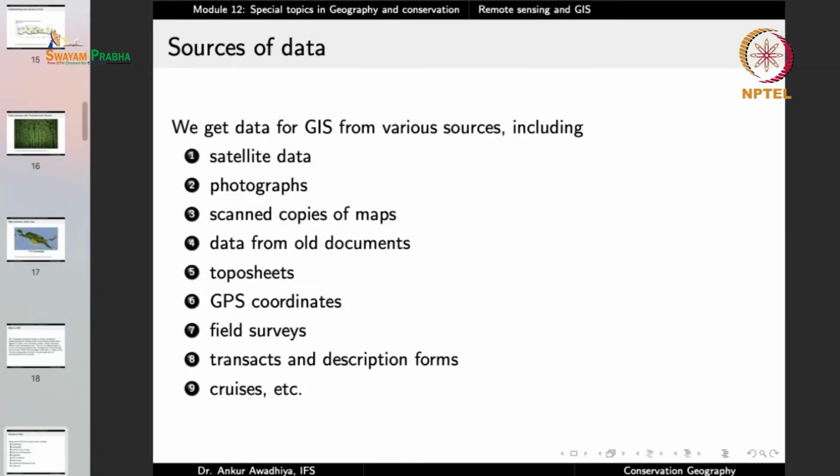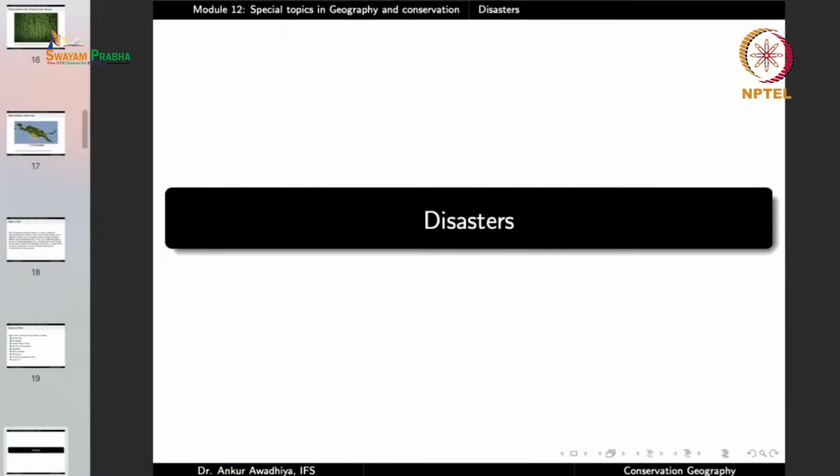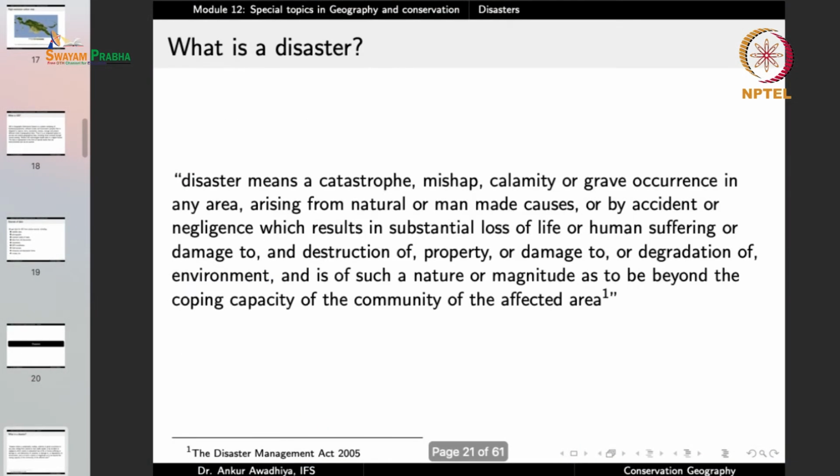The data that we use in GIS comes from various sources such as satellite data, photographs, scanned copies of maps, data from old documents, topo sheets, GPS coordinates, field surveys, transects and description forms, cruises, and so on. So basically any data that you have that has a geographical importance can be provided with geographical coordinates, and then that data can be incorporated in a model and you can figure out certain information from that model. That is GIS.